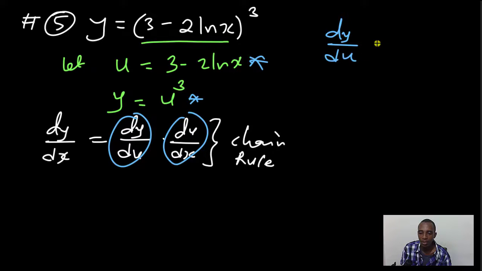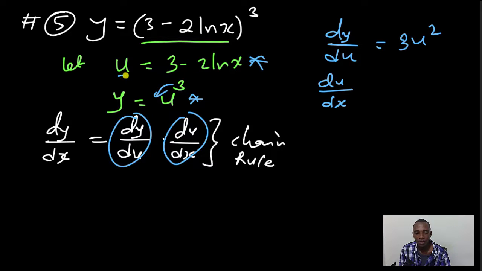I'll do that here. Using this function, this is a simple polynomial function. The derivative of y with respect to u is 3u squared. You drop the power and reduce the power by 1, so 3u to the power 3 minus 1, which is 2. Okay, nice. Let's also do du/dx.